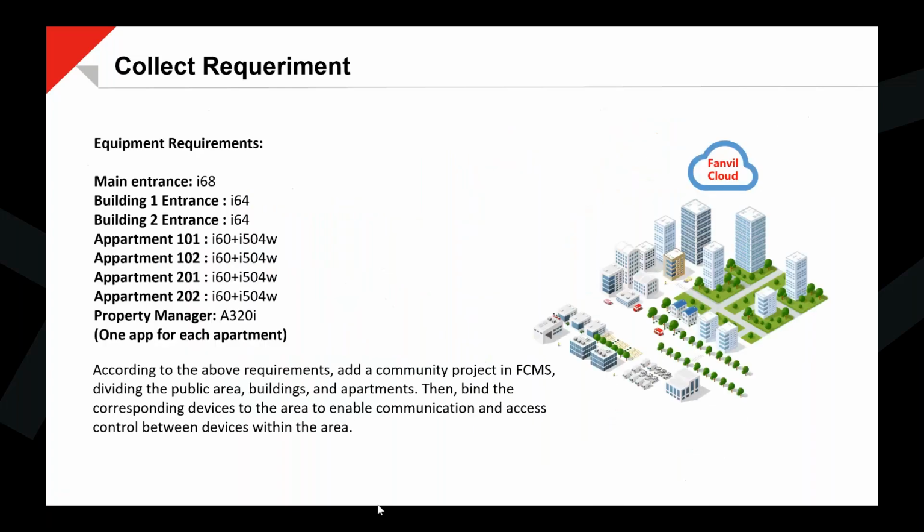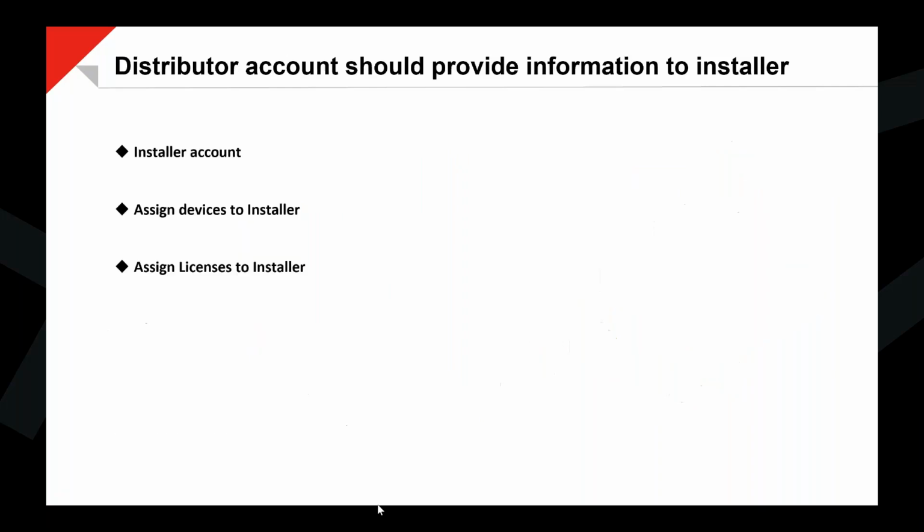As I already mentioned, the requirement for this project is a main entrance with the A68, and buildings 1 and 2 with the A64. Each apartment will have the E60 and the E504W, and the property manager will have our console, the A320A, and one app for each apartment. So each apartment will use the Fanvil Link app.